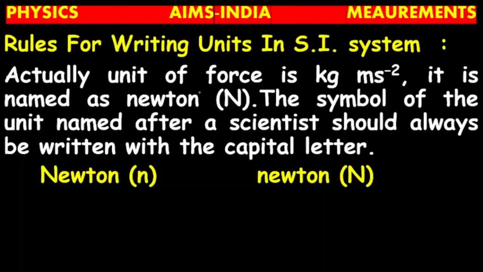Actually, the unit of force is kg meter per second square, but it is named after the scientist called Newton. So the symbol of a unit named after a scientist should always be written with a capital letter. Instead of mentioning the name, if we want to mention the unit with a single letter, then it should be represented with a capital letter. So writing the symbol for newton with small n is wrong. We have to write it with capital N.